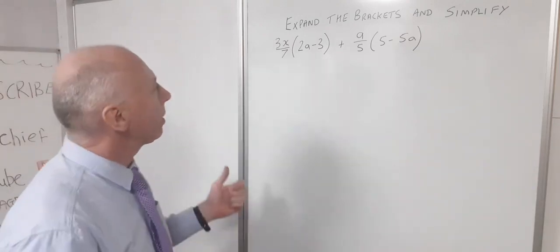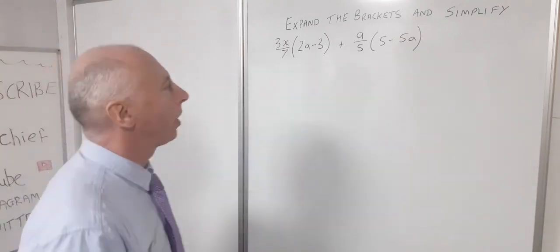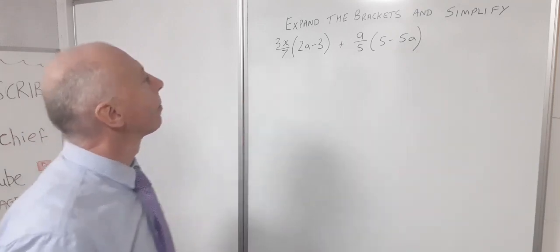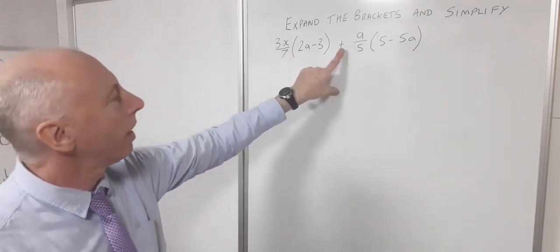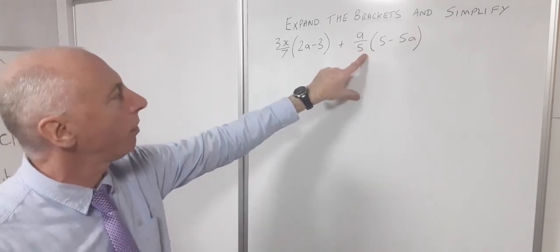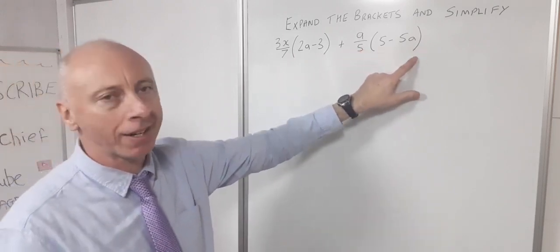Okay, so we've got a question here. It says expand the brackets and simplify this expression here: 3x over 7 times (2a minus 3) in brackets, and then we add another term which is a over 5 times (5 minus a) in brackets.